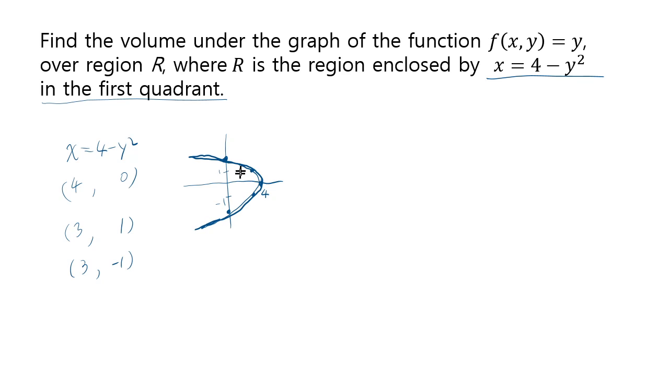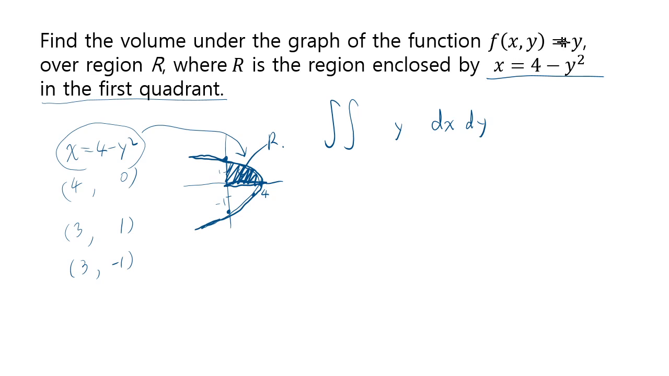So now that you've drawn this, let's read what it says. R is the region enclosed by this curve and the first quadrant. Okay, so the first quadrant will be over here, right? So this is our region R. Now, since this graph is given as x equals, I would like to put dx inside. You could still solve this for y and write dy inside. That would be another option, but I think this is easier.